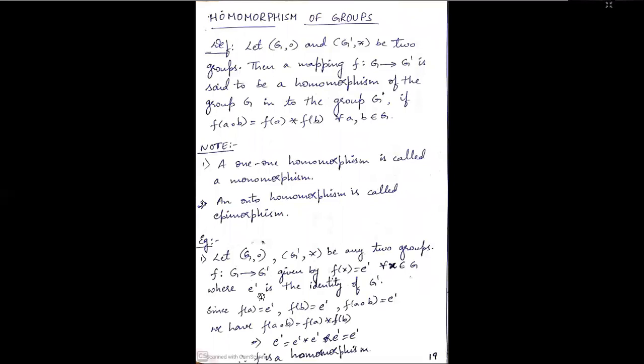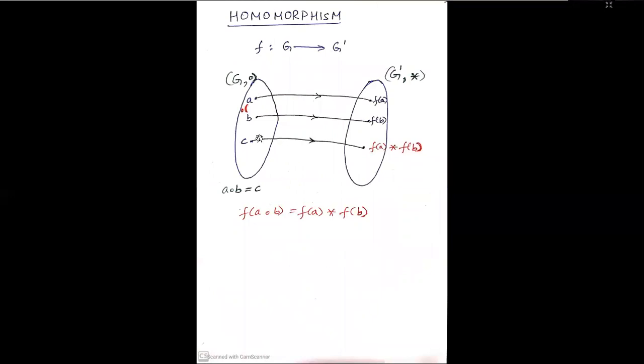Now let me give you some examples of what a homomorphism is. You would have two groups, G comma circle and G dash comma star. Then you have a mapping f from G to G dash given by f of x is equal to e dash for all x belonging to G, where e dash is the identity of G dash. This means that all the elements of G are mapped to the identity element of G dash. So we have f of a is equal to e dash and f of b is also equal to e dash. So f of a circle b, which is also an element of G, will also be mapped to e dash because every element is mapping to e dash. You're taking all these elements mapping to only a single element, the identity.